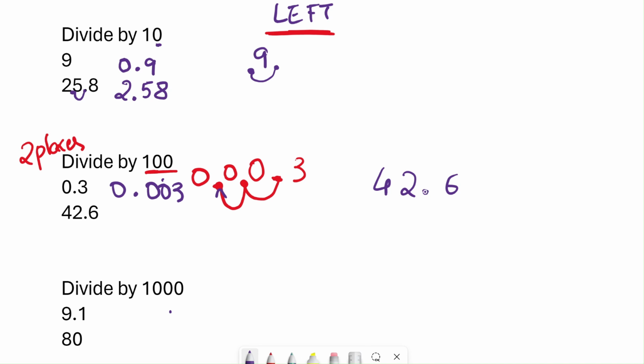Take another one, 42.6. It moves 2 places when I divide by 100, 1 place, 2 places. It becomes 0.426. I write a 0 to the left.